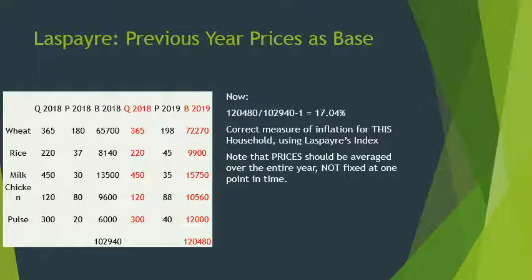If we take the ratio of 120,480 to 102,940 and subtract 1, we get 17.04%, and this is the Laspeyres measure for inflation. It is worth noting that this price being used here should not actually be the price in October. It should be the price averaged over the entire year, because we are looking at the budget for the whole year. But this is a minor technicality which we won't discuss in detail in this lecture.